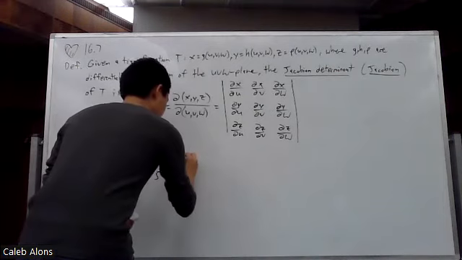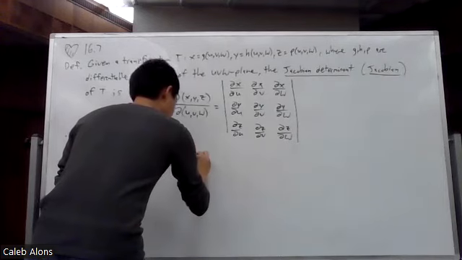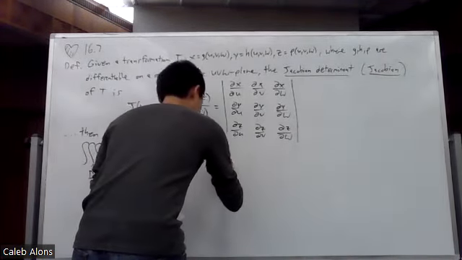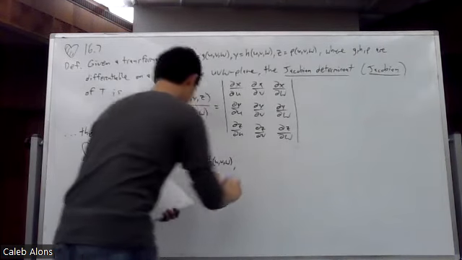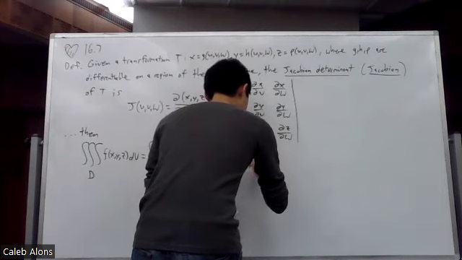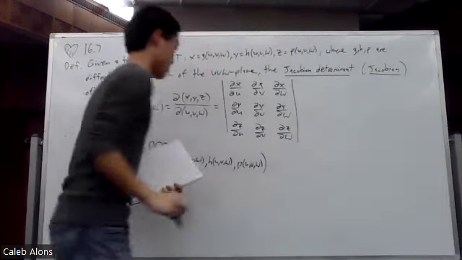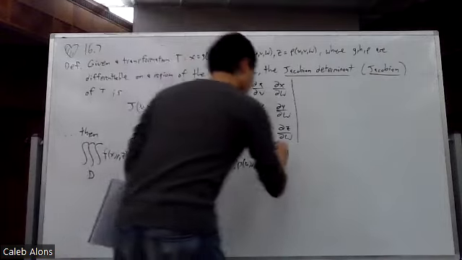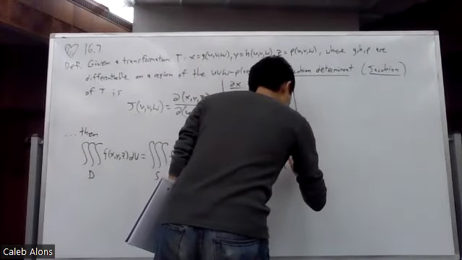G of U, V, W. What's the next one? H. And the third one? P. Okay. In the same exact construction as the previous one, what do you think the ending of this is going to be? The absolute value of the Jacobian.